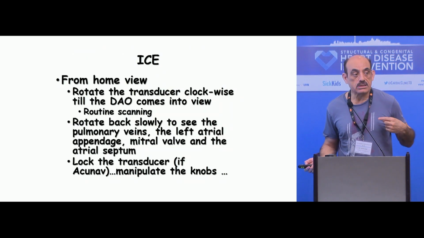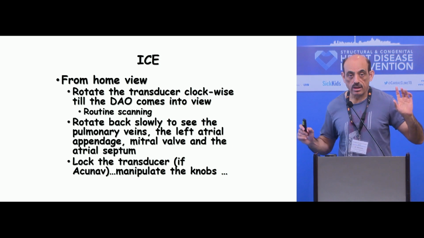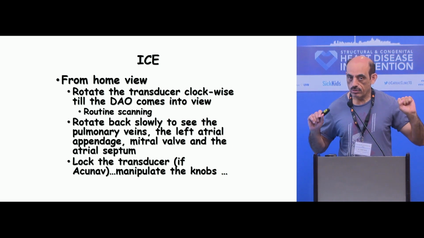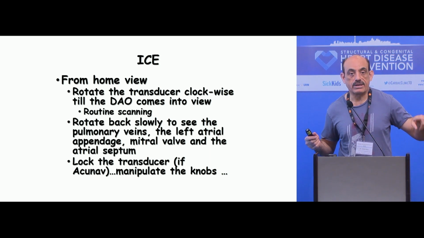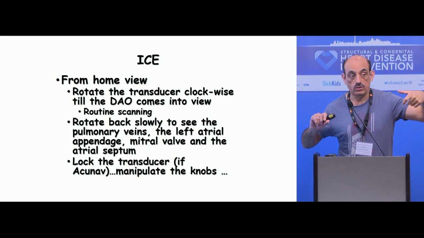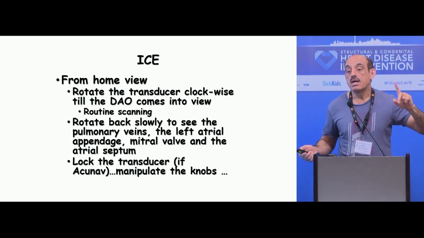So how I do it, I go to the home view, I never lock anything, keep it straight, and rotate the transducer slowly clockwise till you see the mitral valve, the appendage, the pulmonary veins, the descending aorta, even the right pulmonary veins. And then come back, and when you see the aorta, there's where you lock it if you have AccuNav, and then do anterior-posterior tilt to get the images.